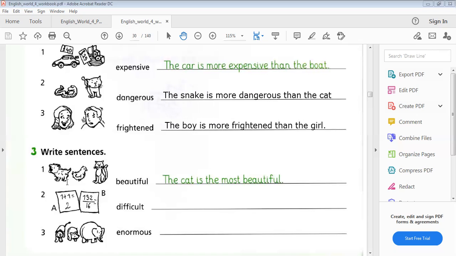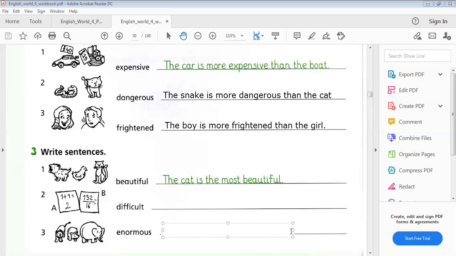Okay. So as we said, when we have two, we use more, but here we have three, so we use what? Most, the most. So here, beautiful. Which one is the most beautiful? The cat is the most beautiful. If we come here, which one is the most enormous? The elephant. Well done.